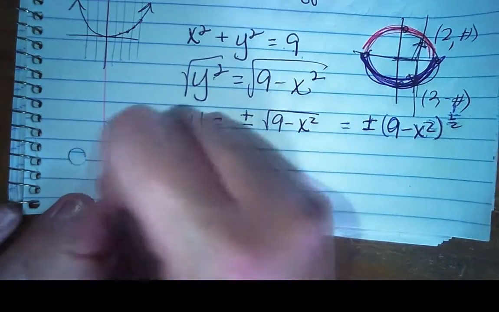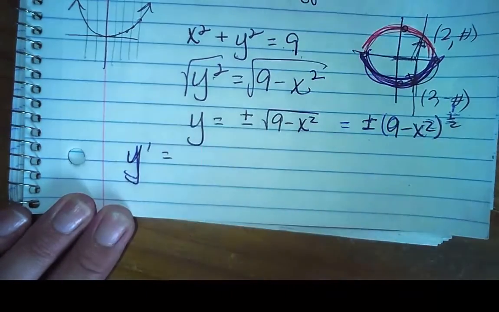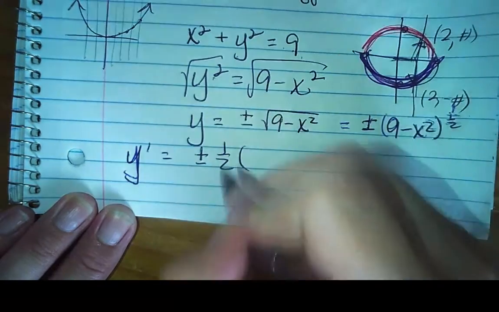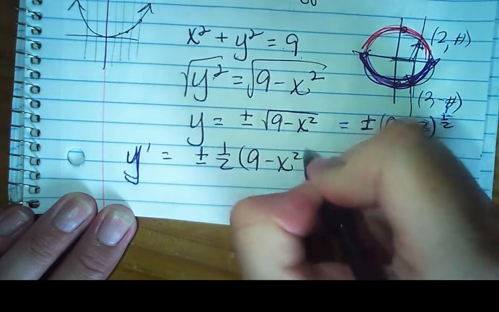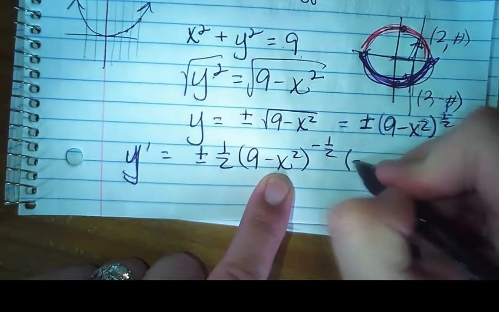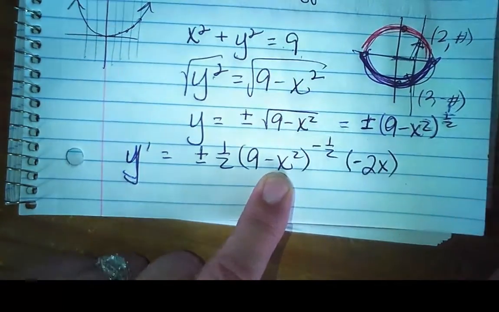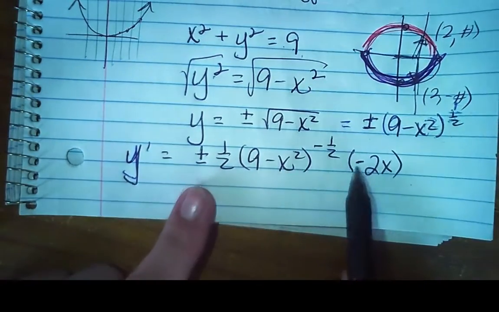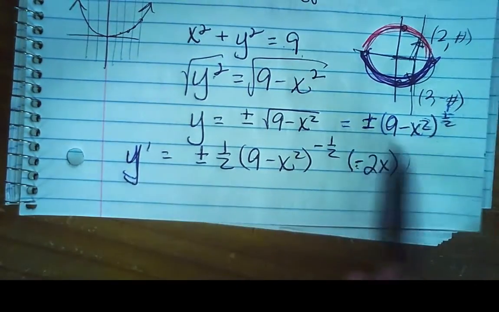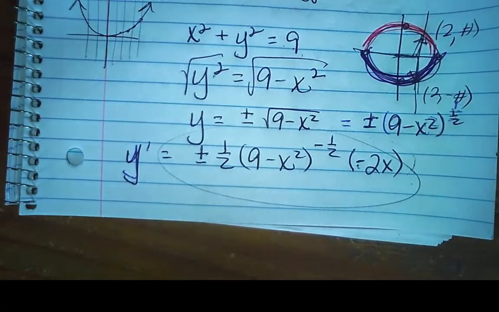All right, so my derivative is going to be, drop your exponent out front, 9 minus x squared to the negative 1/2 times the derivative of the inside, which is a negative 2x. Okay, so this negative will flip those. Okay, so in other words, this is nasty. Okay, and it can get really, really messy.